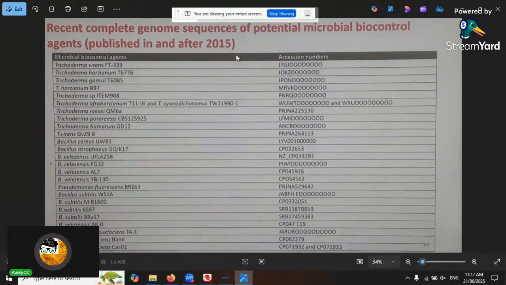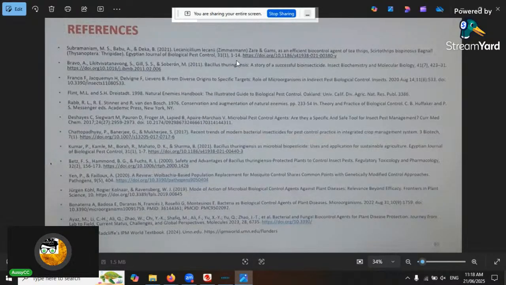Published in and after 2015, so it's relatively up to date. Well, not to be honest, actually, not many of these studies have been done. Look, see, there's Bacillus cereus. That gives you food poisoning straight up. Look at all the different subtilis. It's one of the most studied around. It's even good for humans. Anyway, let's go on with it. References, that's it.